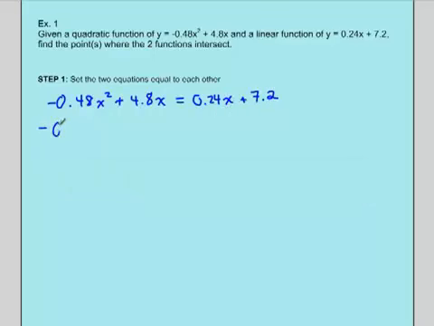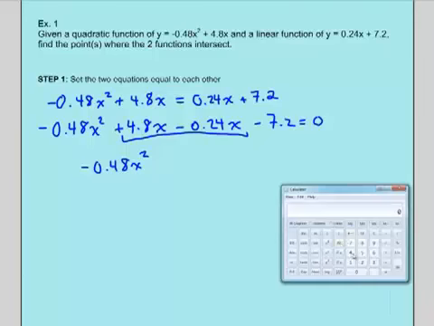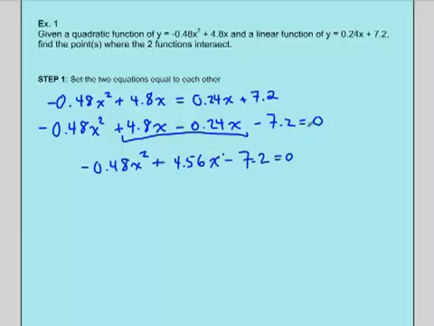So the negative 0.48x squared is still here. Same thing with this 4.8x. Once the 0.24 moves over, it becomes negative. Same thing with the 7.2. And so let's just combine these two x's together here, collect the like terms. So we end up with negative 0.48x squared, 4.8 minus 0.24. Well, let's get out our trusty calculator here to help us out to make sure we can do it right. So 4.8 minus 0.24, we have 4.56, positive 4.56x. And now we're ready to use the quadratic formula.